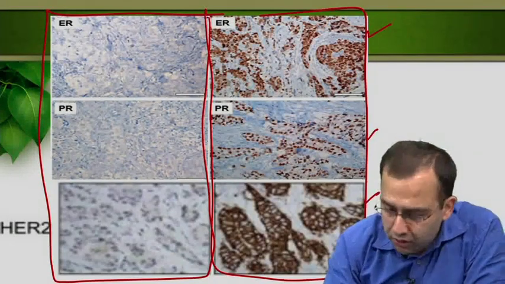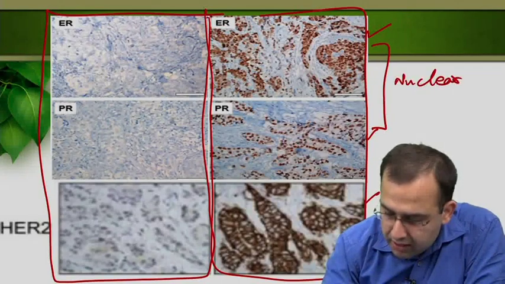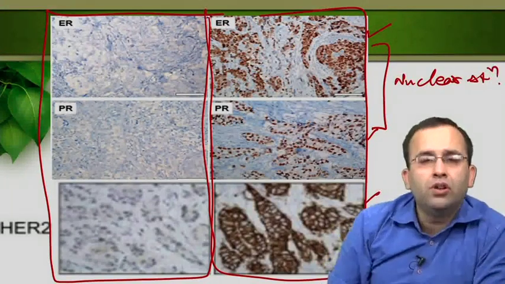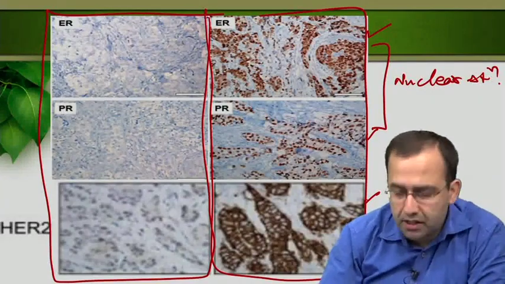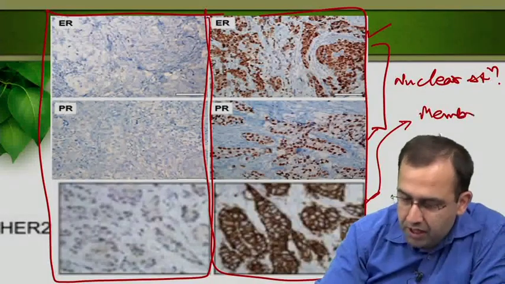I need not tell you, estrogen and progesterone receptor are the nuclear stains, versus Herceptin receptor, HER2/neu, which is a membranous stain.